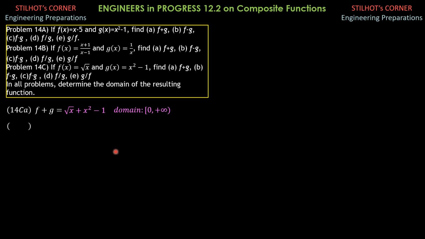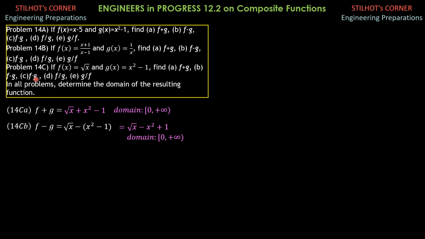14cb, f minus g. So that will be the square root of x minus (x squared minus 1), and that's equal to the square root of x minus x squared plus 1. And again, the domain is based on the domain of the square root of x. So it's the same, the interval from 0 to positive infinity for the resulting domain.